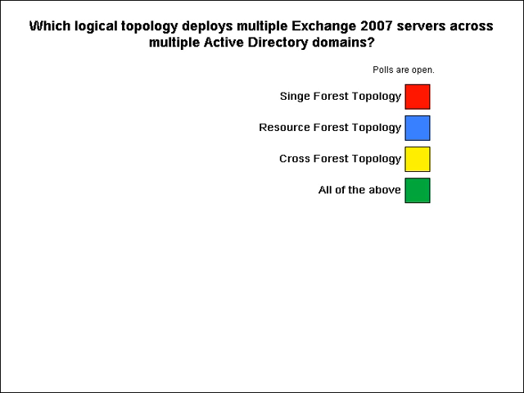When you look at the logical topologies of Exchange 2007, and you're trying to determine where, I guess I should just read the question, right?